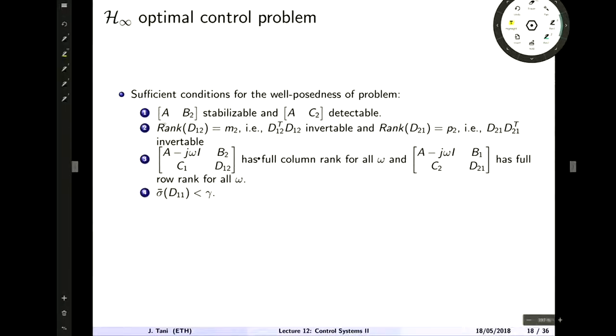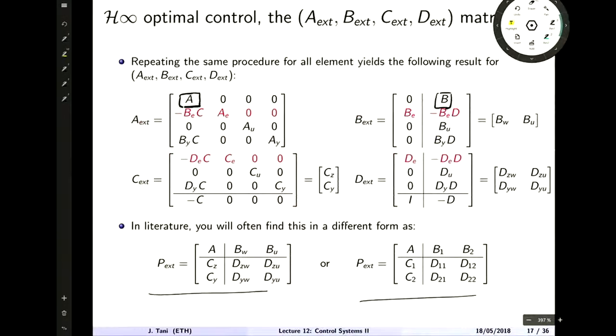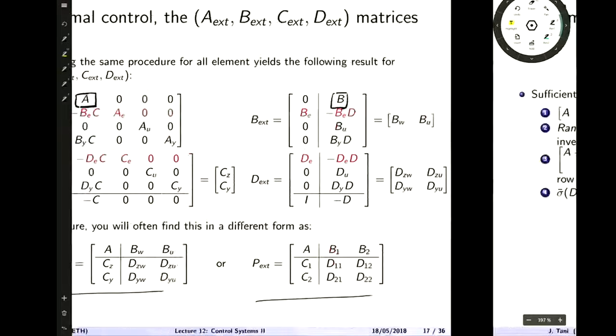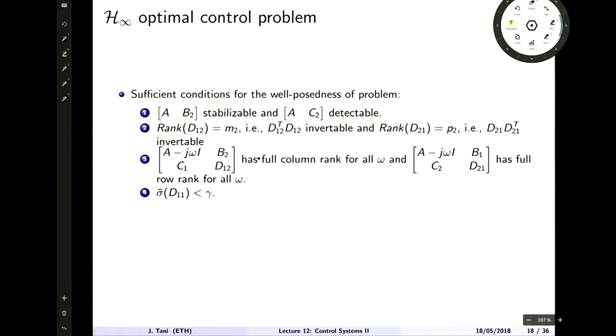I'll skip them. But basically what we see here, for instance, is that A, B2 needs to be stabilizable. What does it mean? Well, A together with this vector here needs to be stabilizable. We intuitively understand that if this is not met, if we have states which are unstable but we cannot access them, then we cannot find a controller that guarantees any limits, right? So this is clear. Same for detectable. And then we have a few other conditions that I won't go into detail.